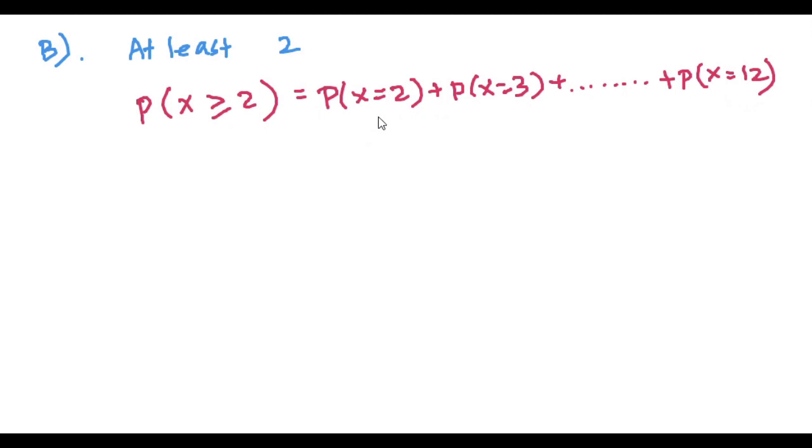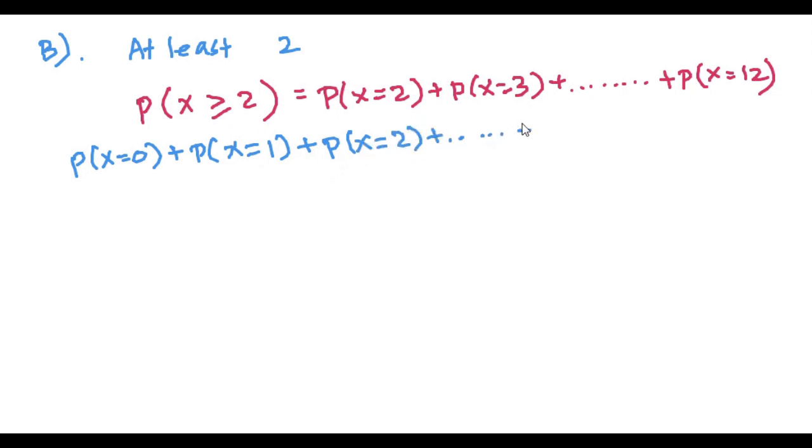Just now we found P of x equal to 2. Similarly, we need to find P of x equal to 3 and so on, but it will take more time. Instead, we know that P of x equal to 0 plus P of x equal to 1 plus P of x equal to 2 plus so on up to P of x equal to 12 equals 1.